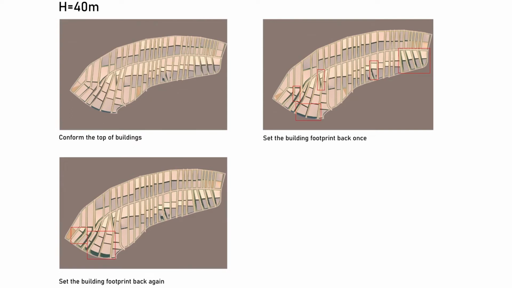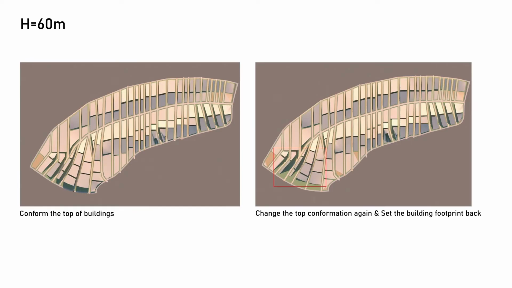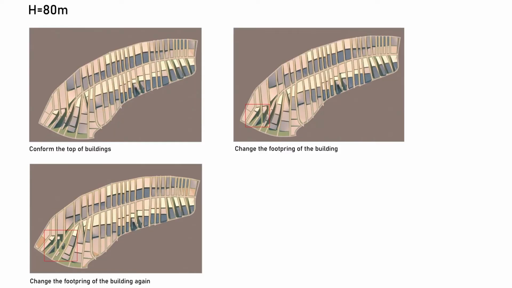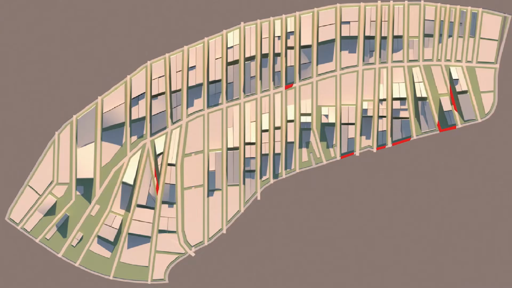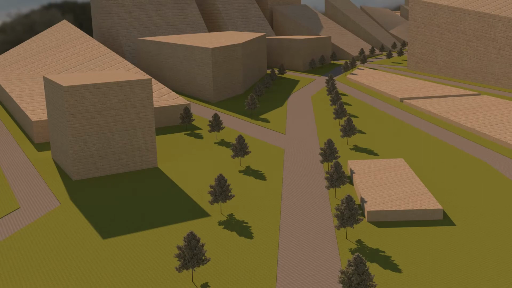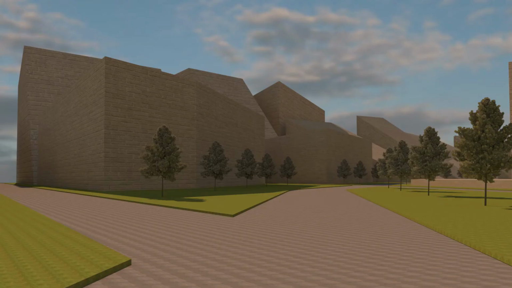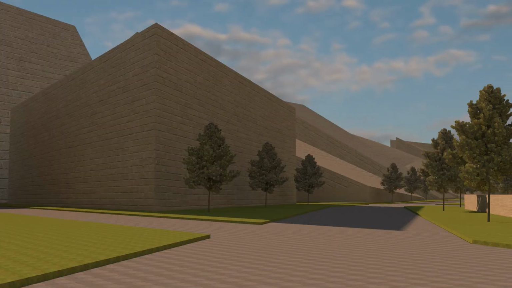Then, conforming the tops of buildings and setting back building footprints on the Fisherman's Bend at 40 meters, 60 meters, and 80 meters height of the building helps to cast less shade on the street. Finally, the urban area with only 3.9% of shade is created. Next part is the 30-second street views along the Fisherman's Bend.